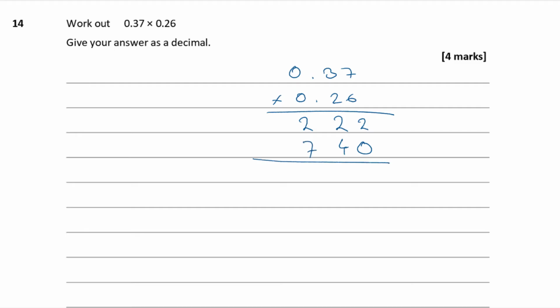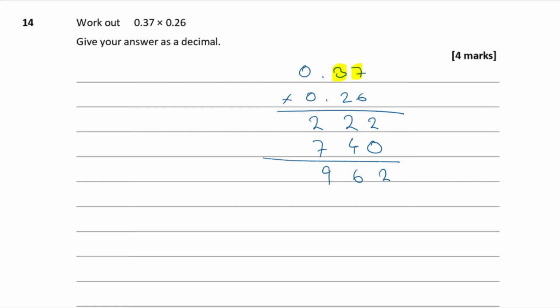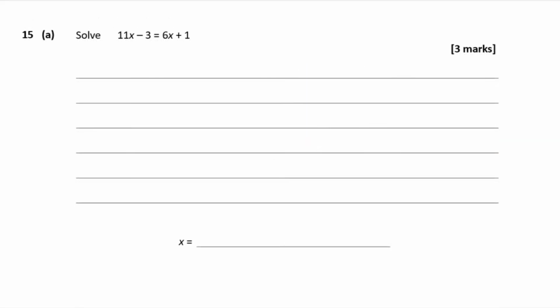Then adding those up, I'm going to get 2, 6, 9. Now I've got 1, 2, 3, 4 digits behind the decimal point in my question, so I'm going to need 1, 2, 3, 4 behind the decimal point in my answer, which means I need another 0 there and a decimal point and one like that. So it's going to be 0.0962.